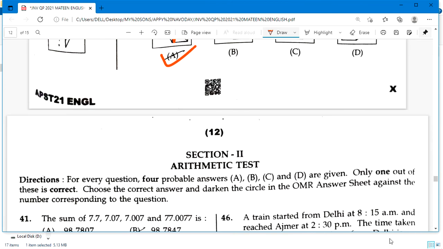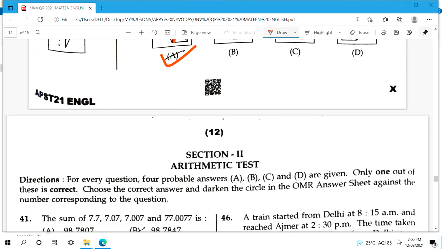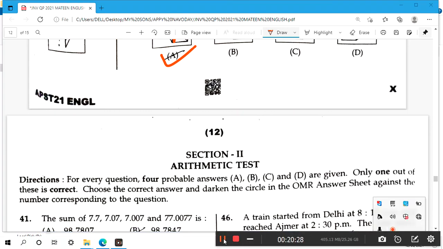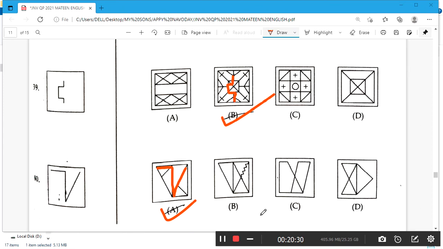This is all about mental ability. In the next video it includes mathematics, arithmetic and also the language test. So we will see in the next video.